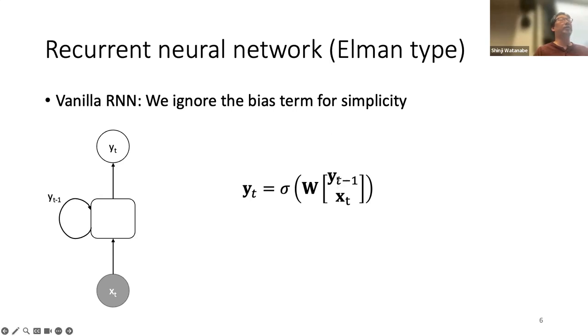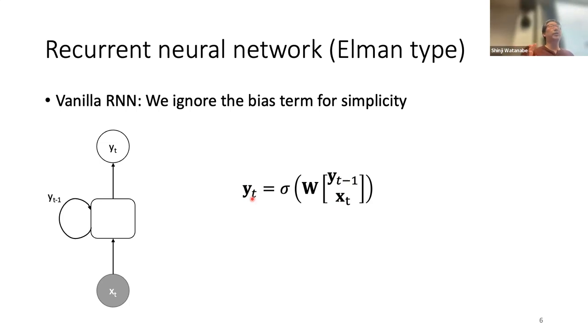Without this y(t-1), this is exactly corresponding to the feed-forward neural network. However, by using this kind of previous information, we can actually make a better prediction of the next state. That is a very simple equation of the neural network.